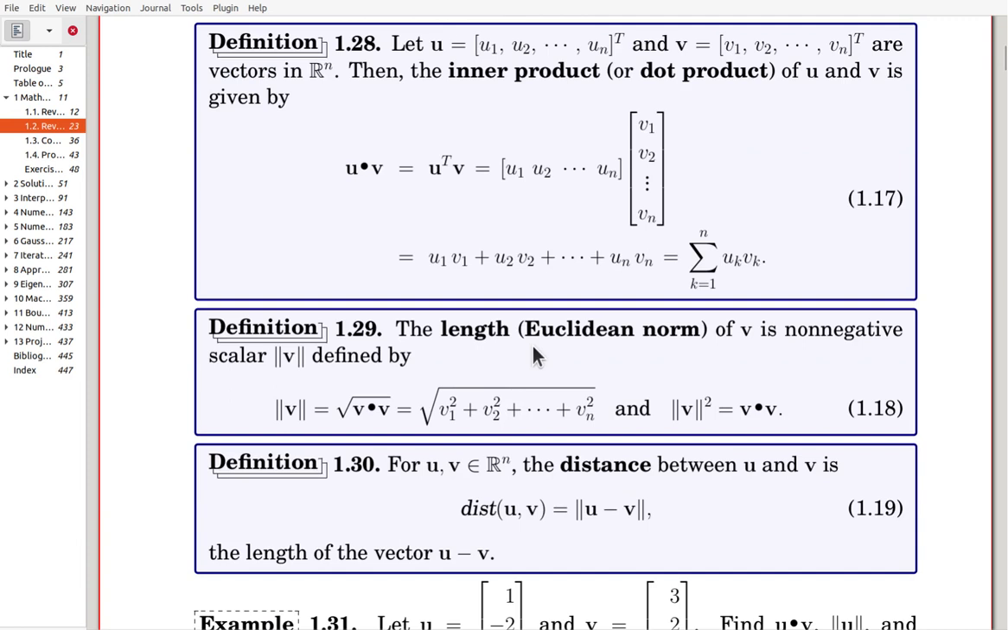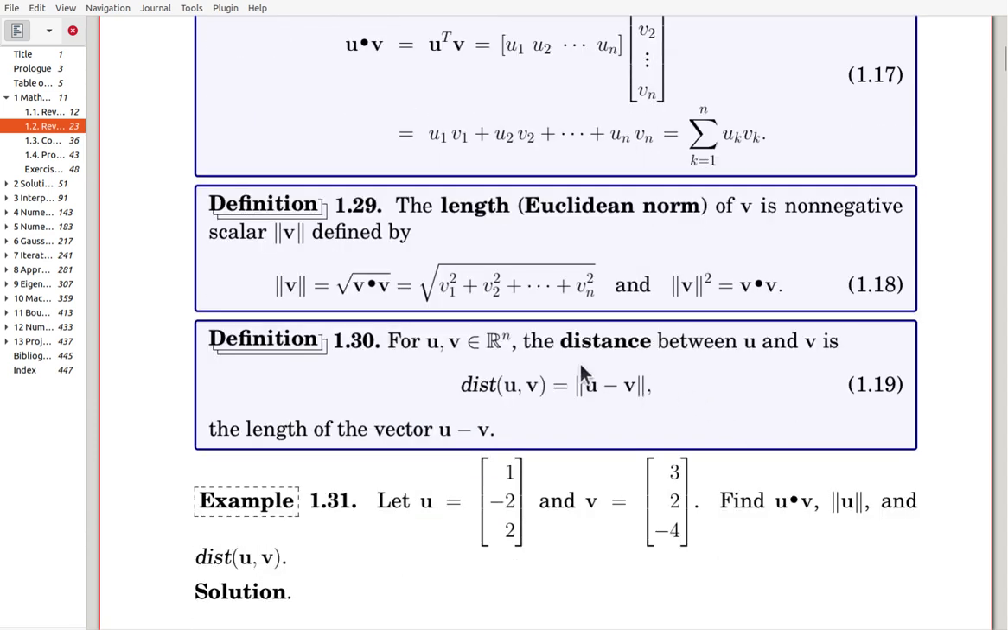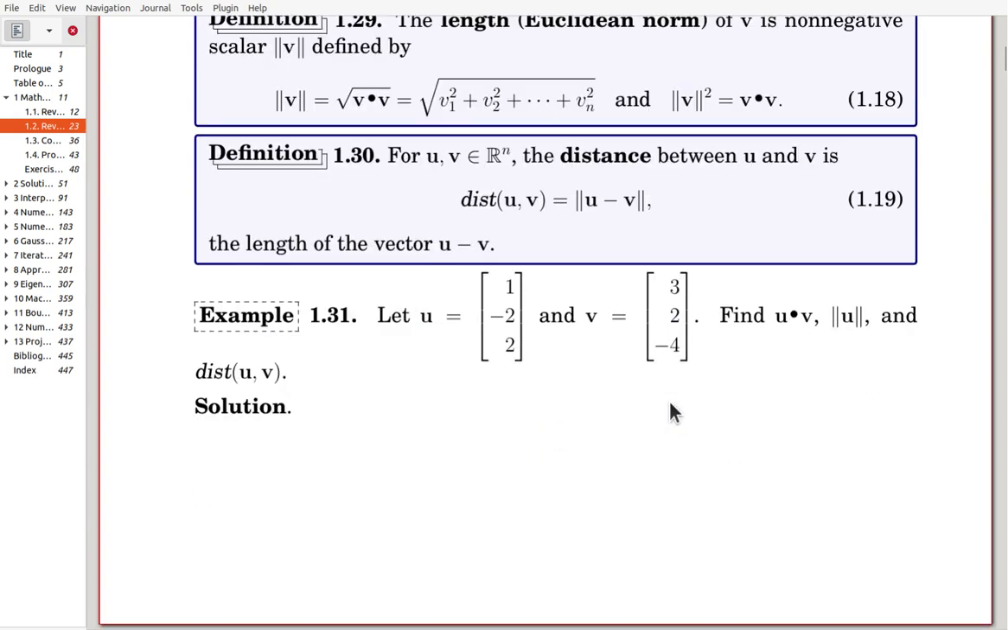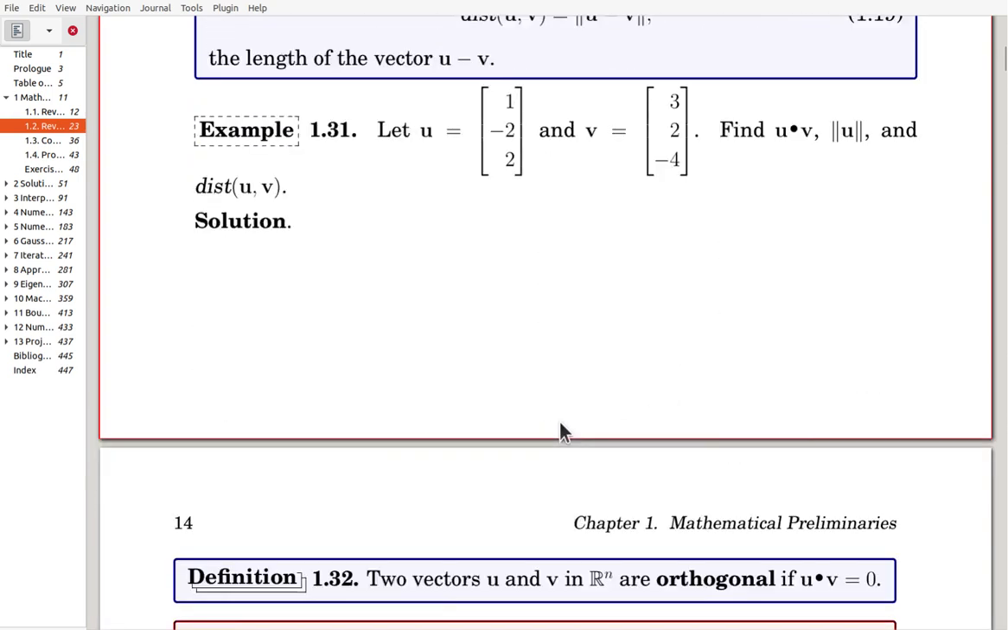The length or Euclidean norm of a vector v is defined in this way. The norm of v is the same as the square root of v dot v, so that squared terms are added and we take the square root. So here, norm squared is the same as v dot v. And the distance between two vectors, u and v, is defined in this way: the norm of u minus v. Try to solve this example yourself.